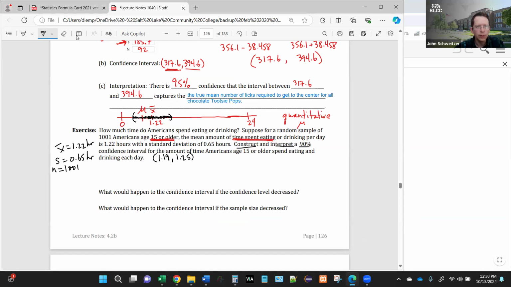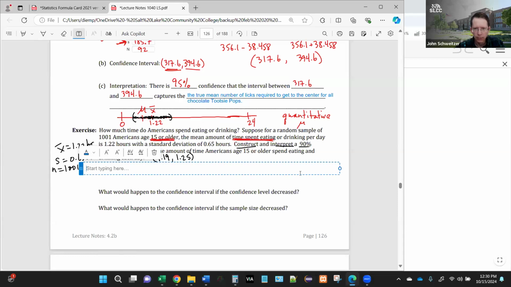Now we want to interpret it. Okay, so it's the same three-part interpretation that we've been seeing for a while now. So we say there is 90% confident that the true mean number of hours spent eating by all people in the population. So the population here is Americans age 15 or older.